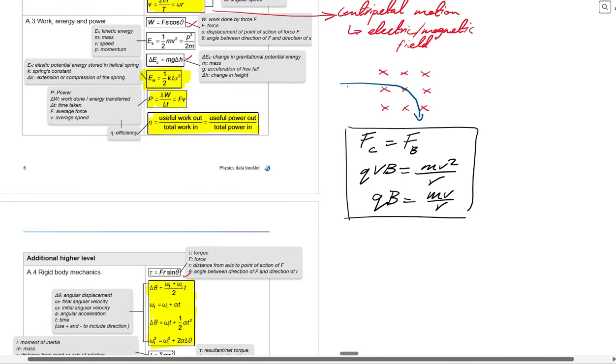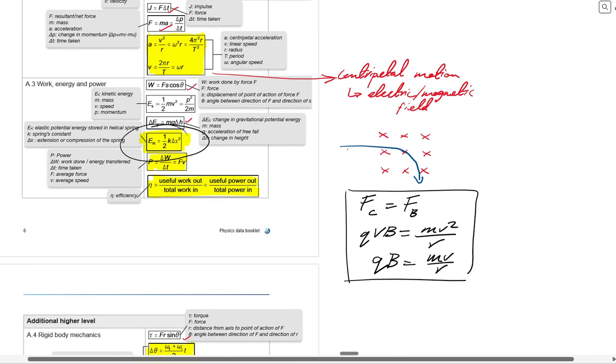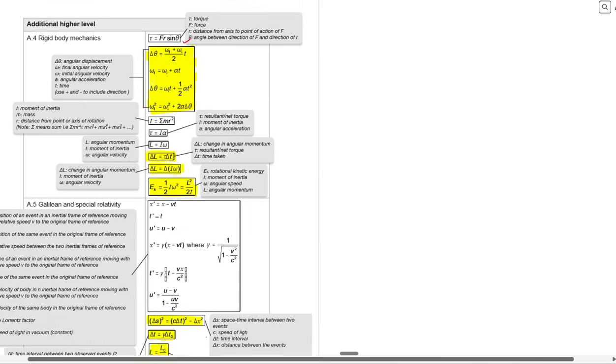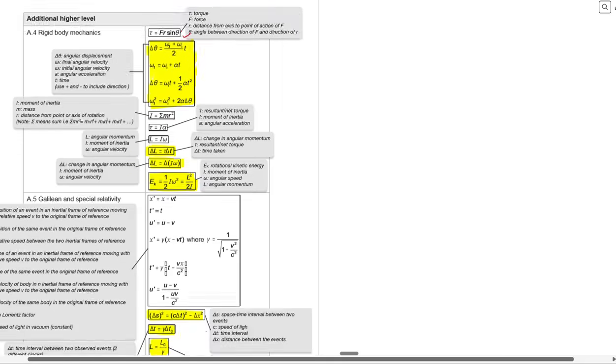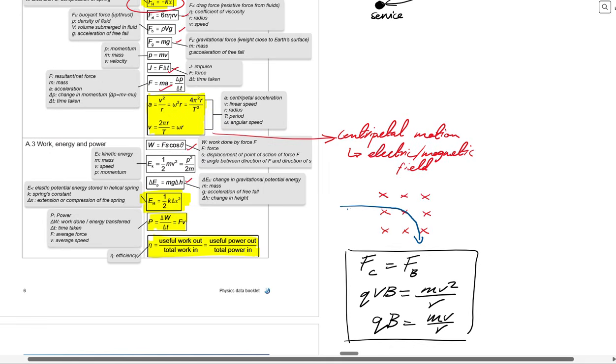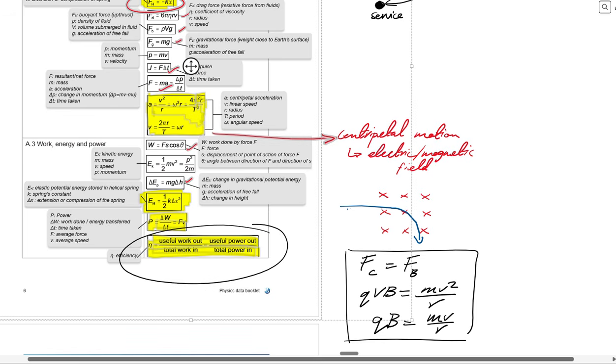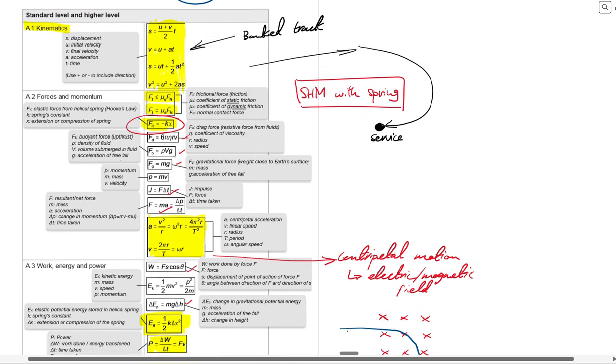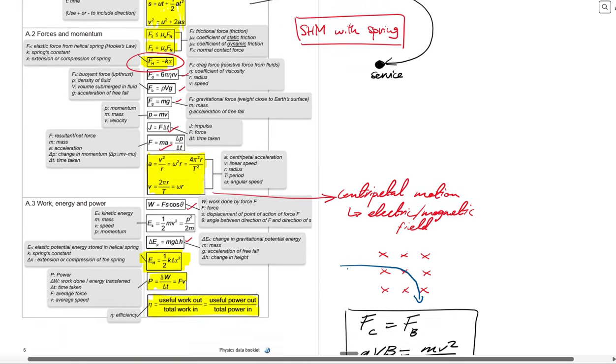We didn't see much Hooke's law. That is again our springs. We could have a circular simple harmonic motion with springs. Next would be our efficiency. So again, if we're having power, we're going to have efficiency, that's for sure. And that's it for topic A mostly.